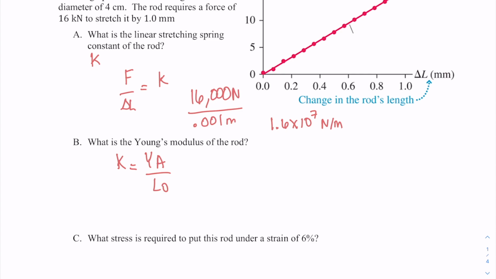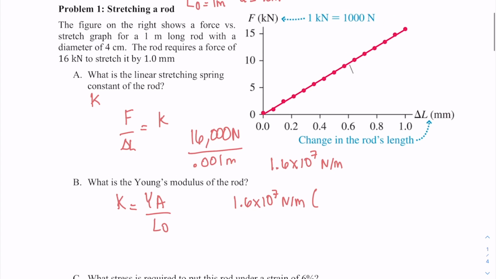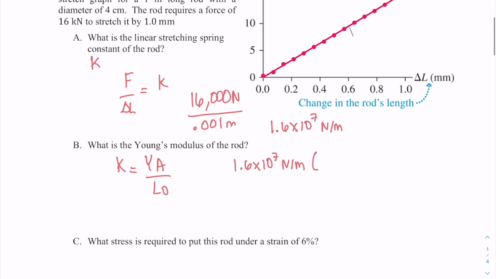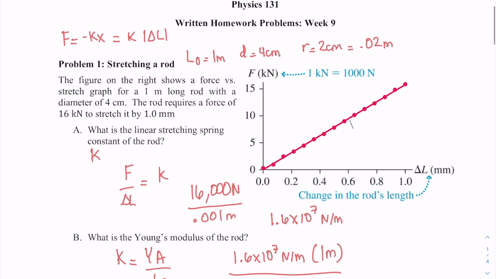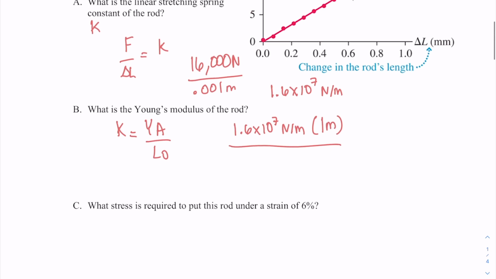So with that being said, we want to find out the Young's modulus, right? So we can relate it to the spring constant. If we have the spring constant from part A, which is that 1.6 times 10 to the 7th newtons per meter, we can multiply by the length of the rod. That was 1 meter, right? And then divide by the cross-sectional area. So that gives us our Young's modulus here.